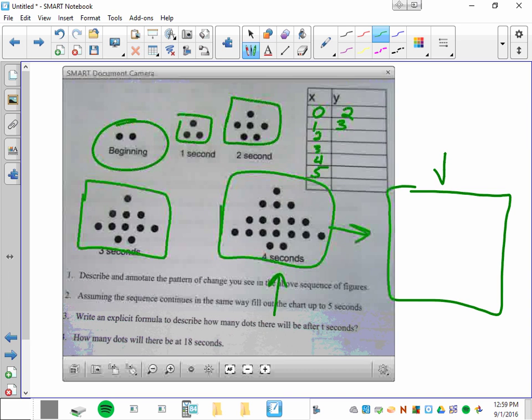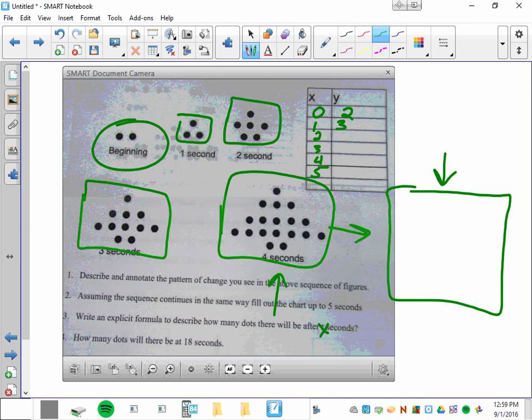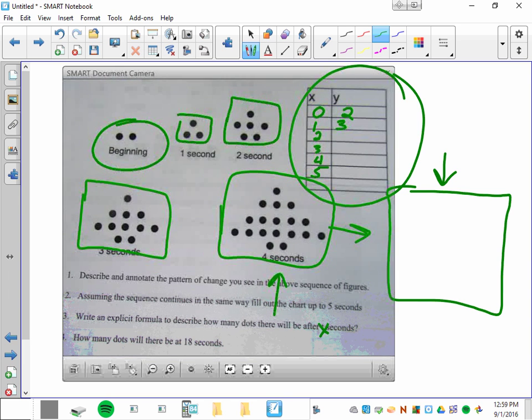But 5, you either have to identify the pattern in the dots, or you look at the chart and determine what the pattern in the chart is, and then you fill out how many dots there are going to be that way. Once you figure that out, question 3 says, write an explicit formula to describe how many dots there will be after t seconds. And if you don't like t, you can change that to x. That's no big deal. So is this linear? Is it quadratic? Is it exponential? Whatever it is, you should be able to see that pattern in here.